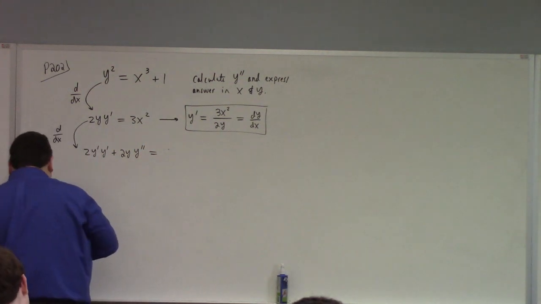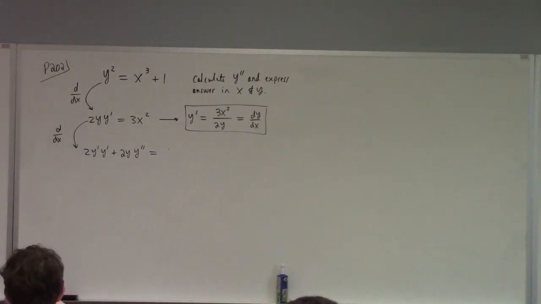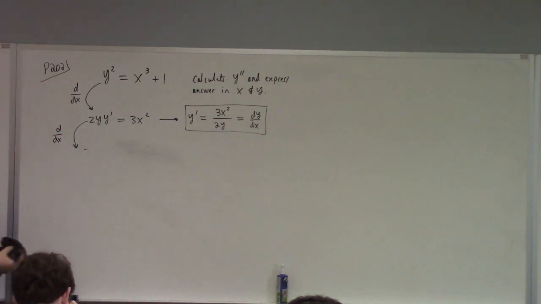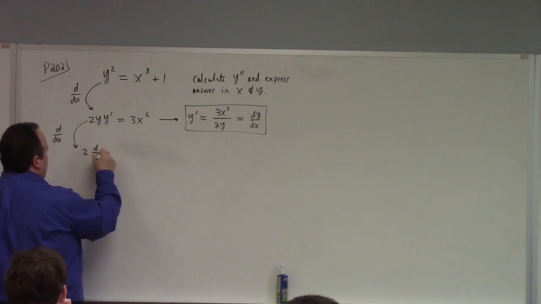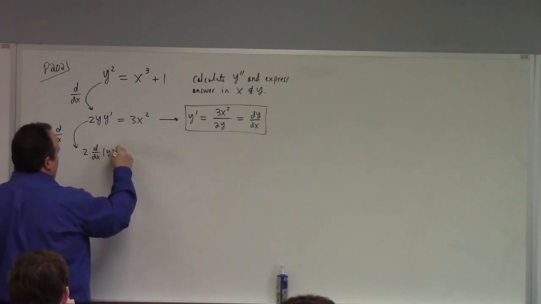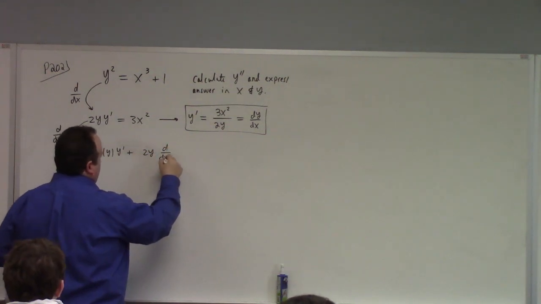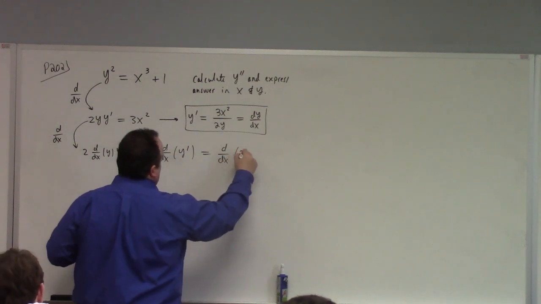You know what, I'm going to write down some steps because I think that's probably going to lose you guys. Let me drop back to the d/dx notation. Make sure we're all on the same boat. Let's see here. So we've got 2 times d/dx of y times y' plus 2y d/dx of y' is equal to d/dx of 3x squared.